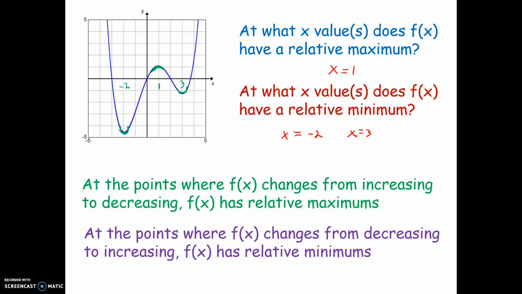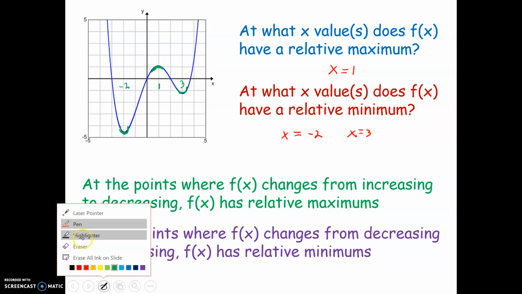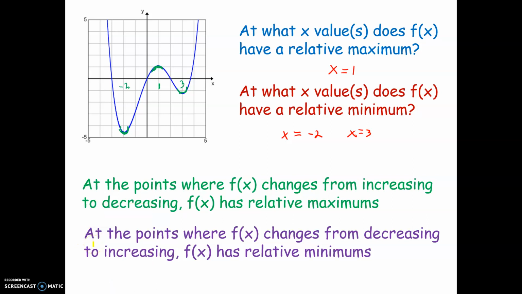At the points where the graph of f of x changes from increasing to decreasing, let me get a highlighter. Where f of x changes from increasing to decreasing, right there, at that spot it has a relative maximum. At the points where f of x changes from decreasing to increasing, it has a relative minimum. And here's another spot. It changes from decreasing to increasing over here, and that is where it has another relative minimum.